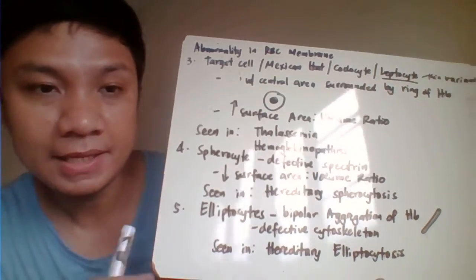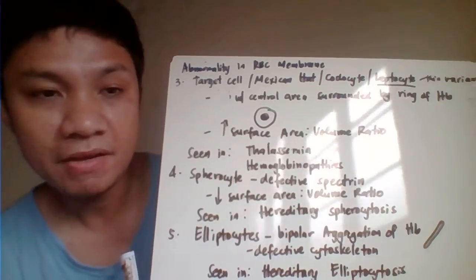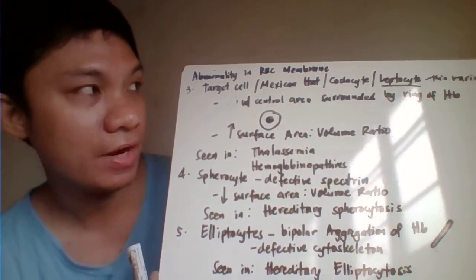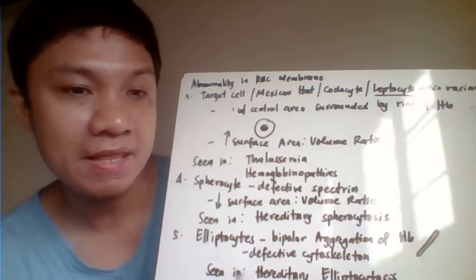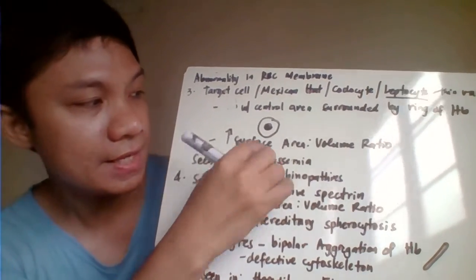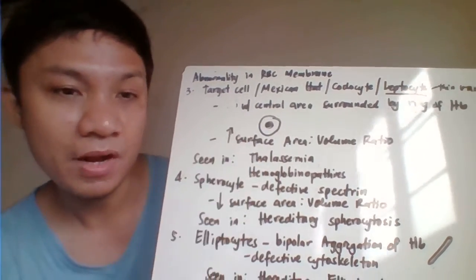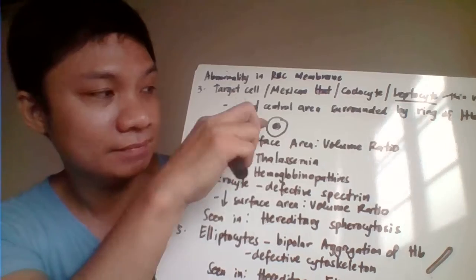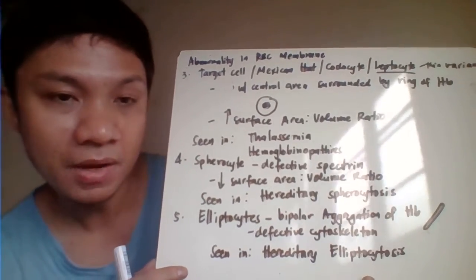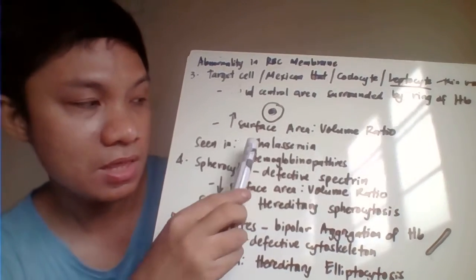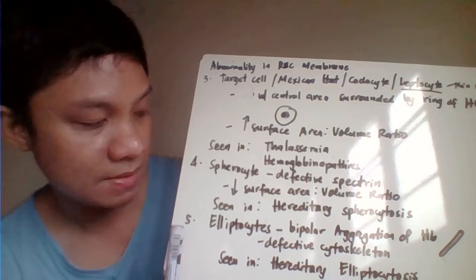Okay, the next abnormality here with the RBC membrane, we have your target cell. Other names for that are your Mexican hat, or your codocyte, or your leptocyte. Leptocyte is just a thin variant. So this is characterized by a central area surrounded by a clear ring of hemoglobin, parang may target. This is also characterized by increased surface area to volume ratio. This is associated with thalassemia or even hemoglobinopathies.